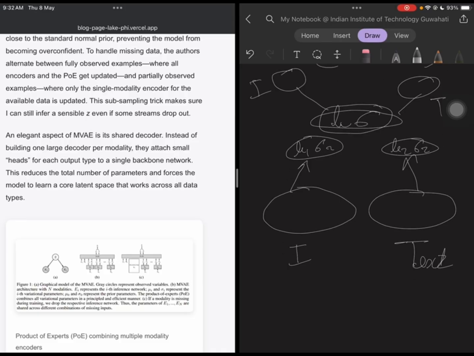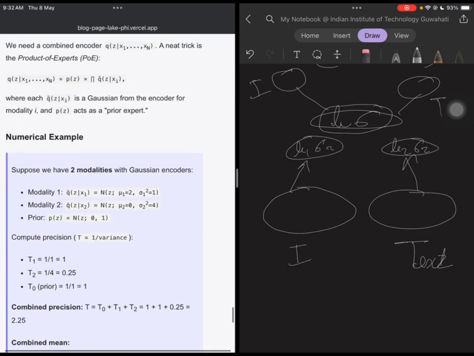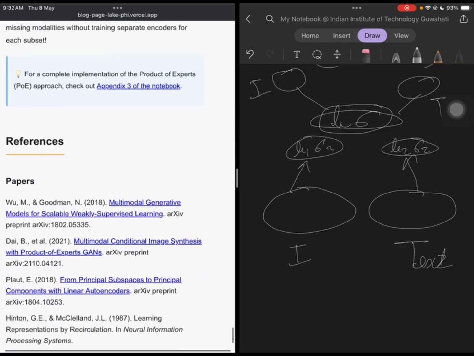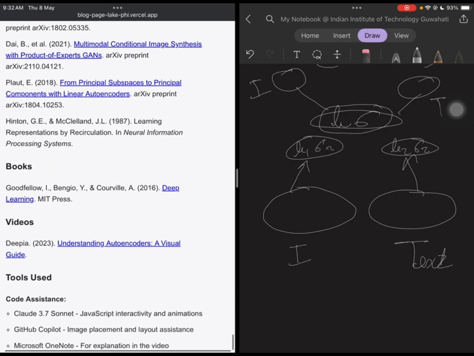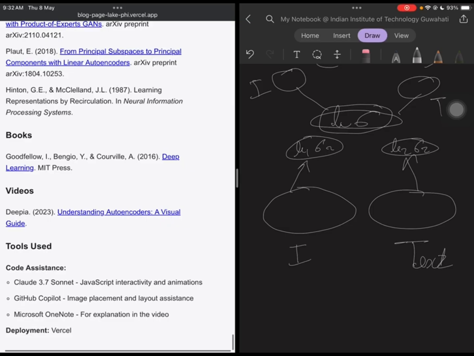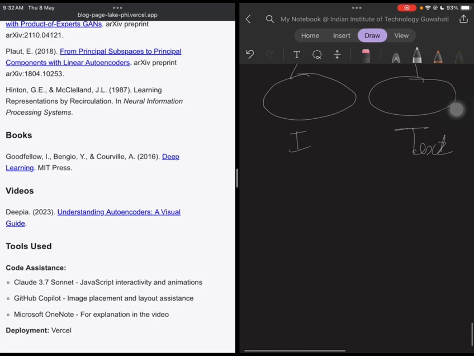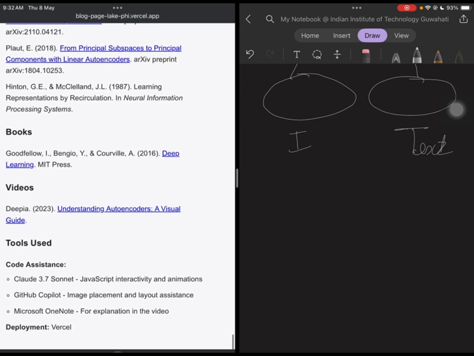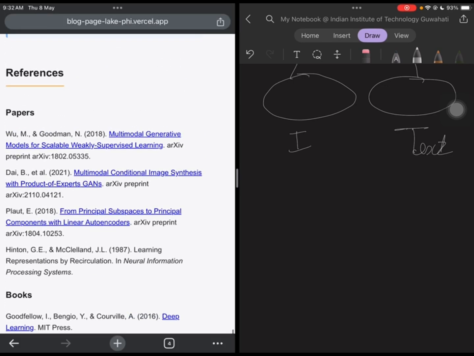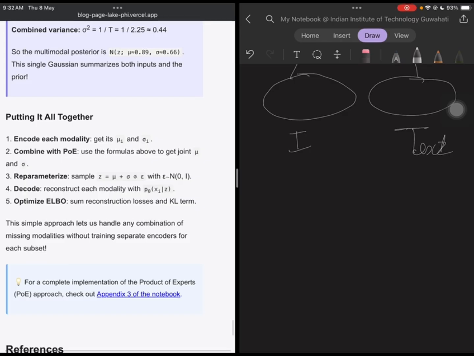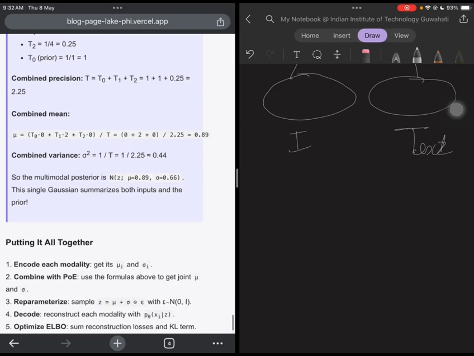So this is the thing which they proposed in the paper, and you can see it. I attached all the references, books and videos for visualization. For the JavaScript interactivity, I used Claude 3.7 Sonnet, which is an LLM, and GitHub Copilot for the image placement layout. The tool I'm using for writing is Microsoft OneNote, and I deployed my blog on Vercel. You can check my notebook also. It contains the full code implementation of all the parts and the results.